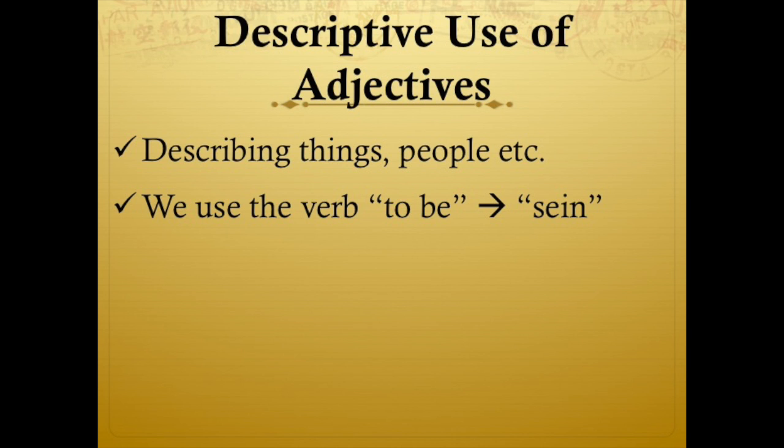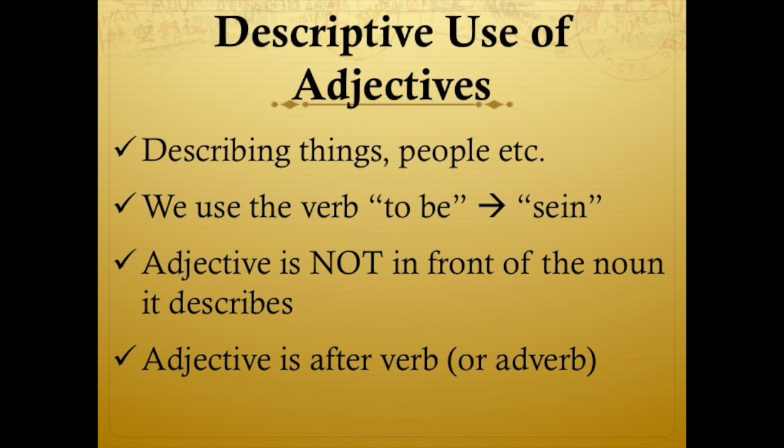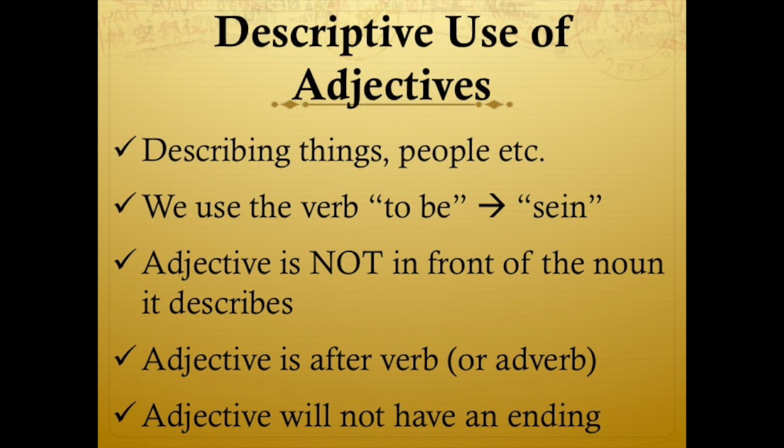So how is something? It is big. It is small. People are nice. Things like that. So the adjective is actually not in front of the noun it describes. So it's not big people, big cat, small cat. But it's after the verb or the adverb if we have one, and the adjective will not have an ending in German. So let's look at examples here.